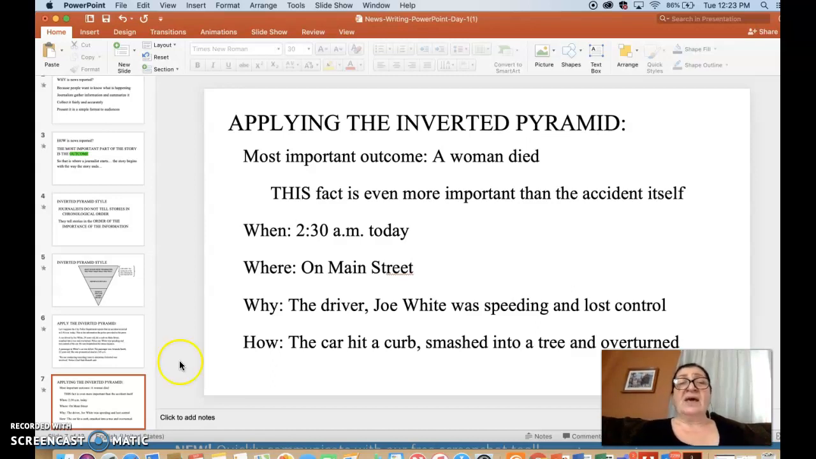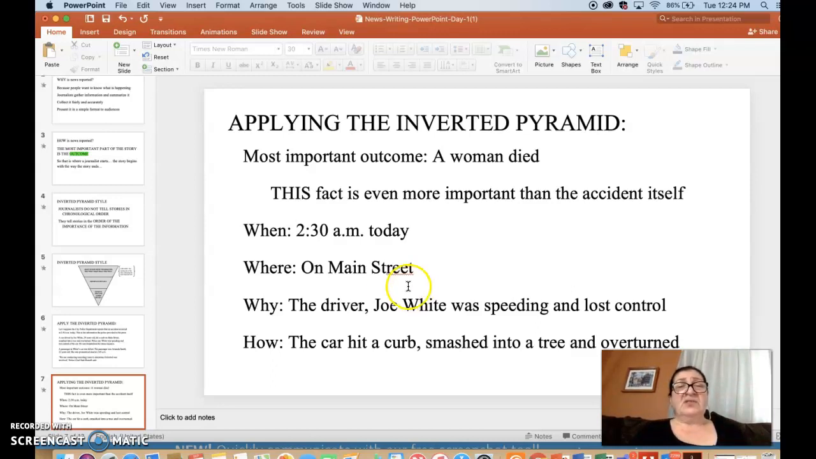On Main Street. And note that it says 2:30 because this is the accident time, but when she died was 2:45. Maybe she was struggling for her life. Maybe she was in a coma, or in her last moments. We don't go that much into detail.